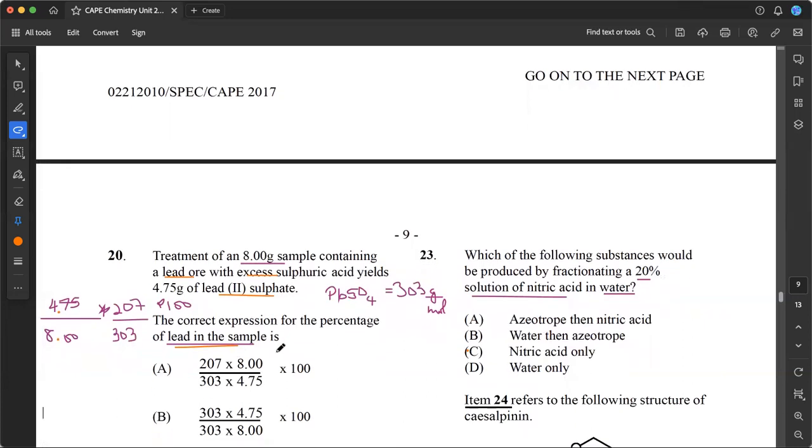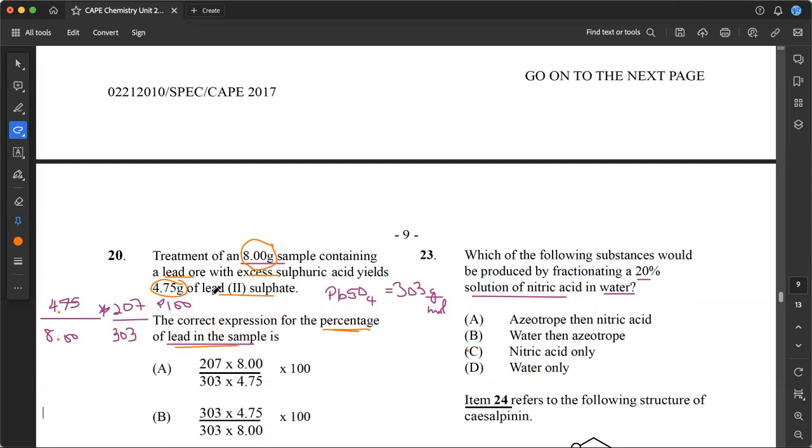So here's how we're going to approach this one now. So we know what mass of the sample we started with. The sample containing lead we started with, that was 8, right? And in the end, we know that we got 4.75 grams of a lead 2 sulfate sample. So from a mass standpoint, because we're trying to find percentages of lead in the sample, our first step is to say, okay, in the end, we had 4.75 grams of the 8 that we started with. So we do 4.75 over 8. So that accounts for this mass that we got, right?